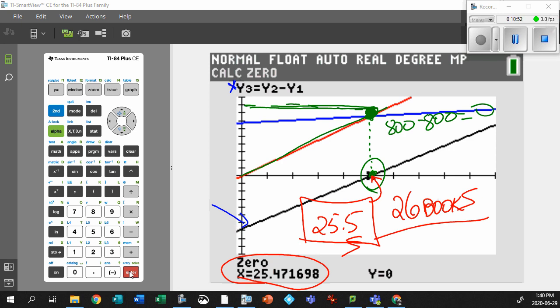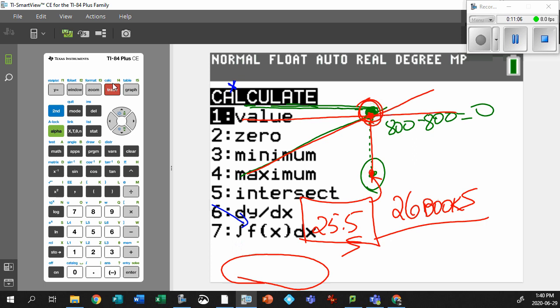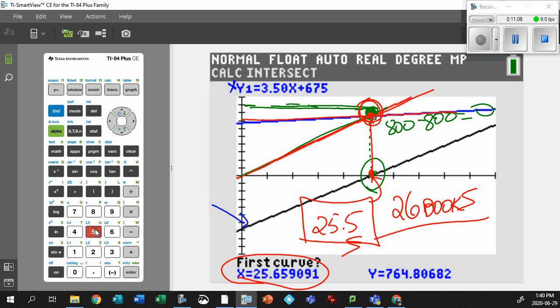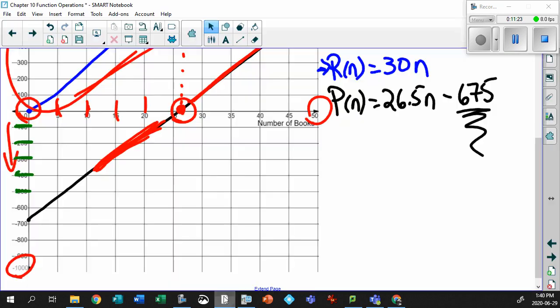That's easy. Now, I told you that this value and that value are going to be the same. Let's prove it. How would I find the value of these two lines? Well, that would be, of course, the intersect. So, second calc, find me the intersect. Sorry, it's messy. Between y1 and y2. Guess and check it out. It is exactly the same value again, 25.47. Look at that, 25.5 books or 26 books. That's how you do this particular question.